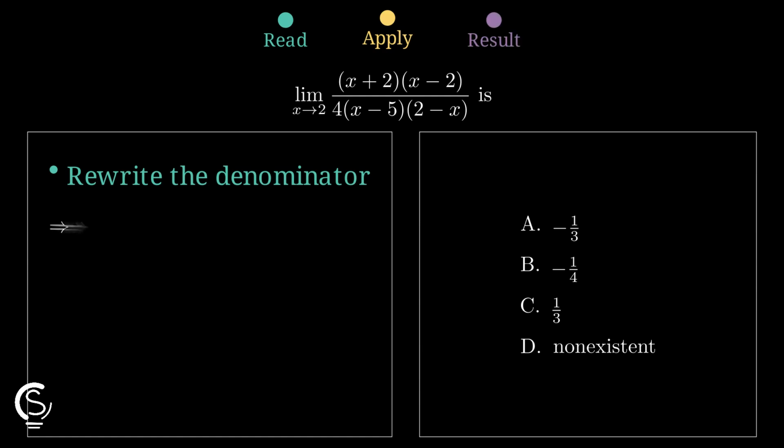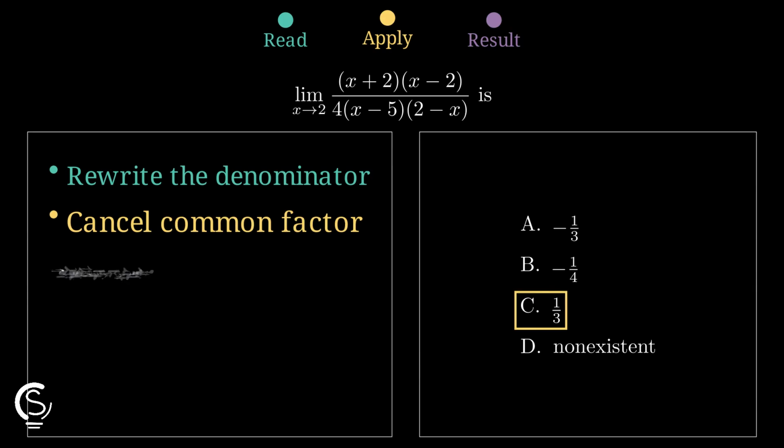That leaves (x plus 2) over negative 4 times (x minus 5). Plug in x equals 2, get 4 over 12, which simplifies to 1/3.